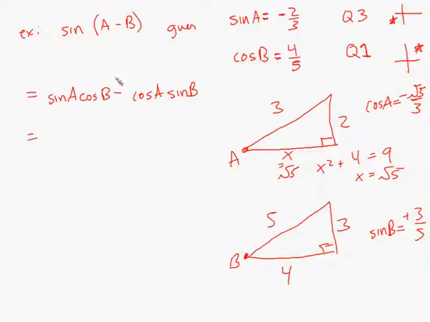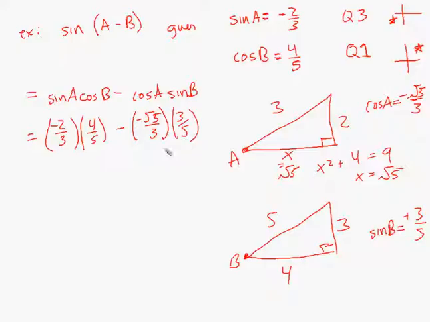So sine A, I just start plugging these in now. So negative 2/3, cosine B, 4/5, minus cosine A. We just calculated negative root 5 over 3. Sine B, 3/5. Hopefully you see that this is a common denominator, so I'll just write my 15, negative 8. And then this is going to be negative, but that will make it positive, so plus 3 root 5. And then we are done.